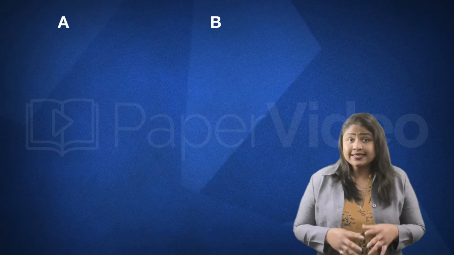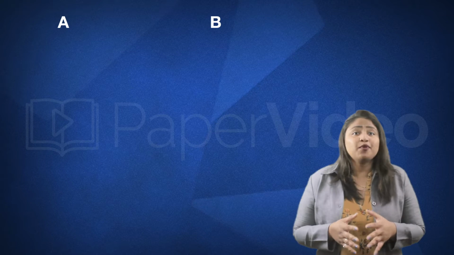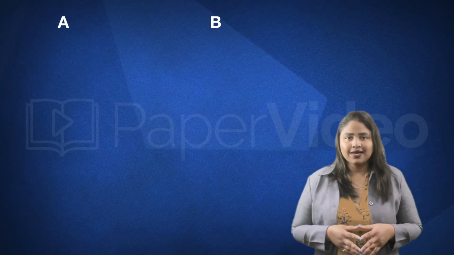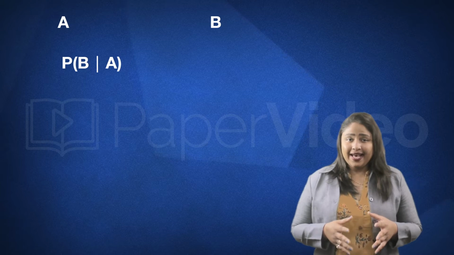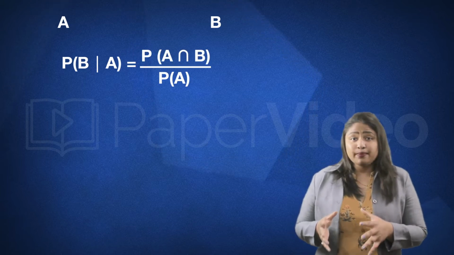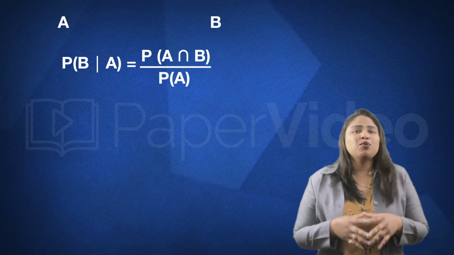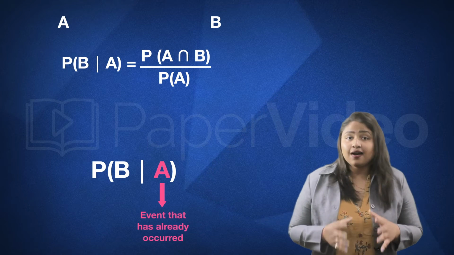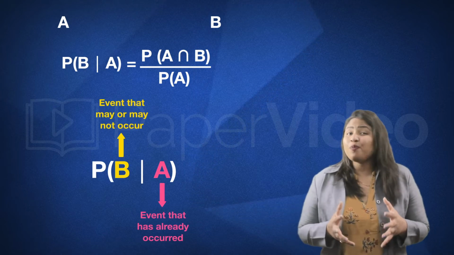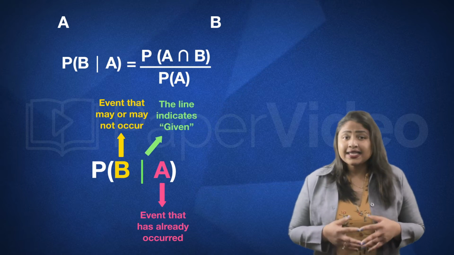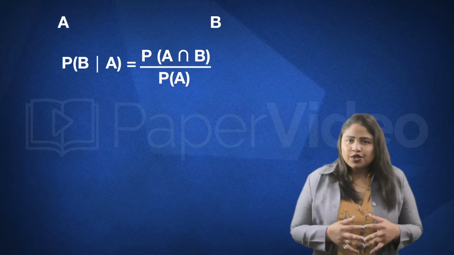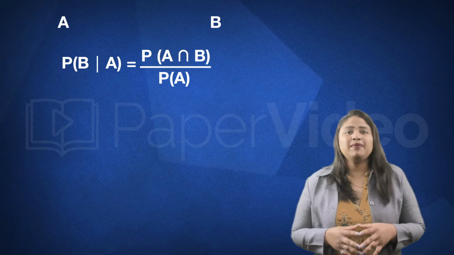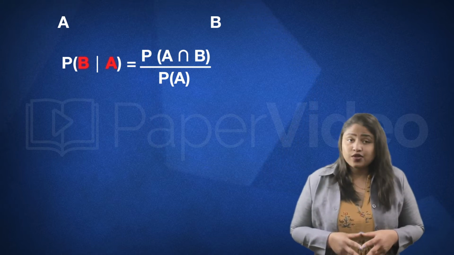Conditional probability states that if A and B are dependent events, then the probability of B when A has happened is called the conditional probability of B with respect to A. And this is denoted by this, and given as probability A intersection B upon probability A, provided probability of A is not equal to 0. Here A is the event that has already occurred. B is the event that may or may not occur. This line indicates given or provided. So the conditional probability of B is nothing but the probability of B given that event A has already occurred.